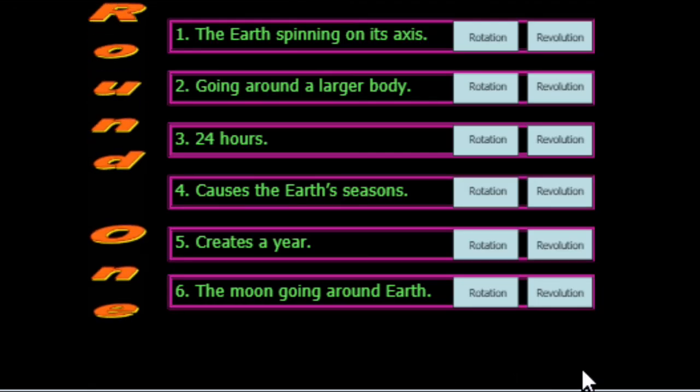So let's see if you guys got it. The Earth is spinning on its axis. Is that a rotation or a revolution? Well, it's spinning.